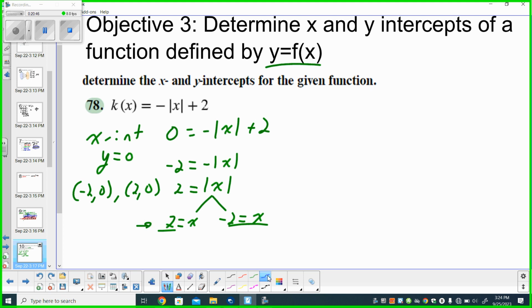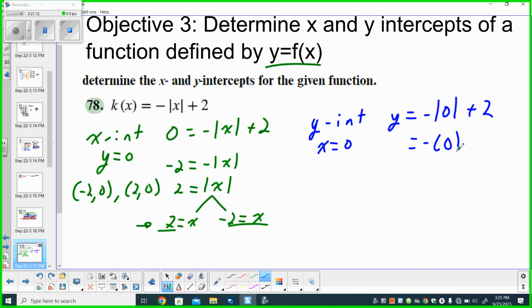All right, and then if we move on to the y-intercept, if you recall, that just simply meant that x is equal to 0. So this time I'm going to plug in 0. And if you want, you can change k of x back to y so that you know that's what you're solving for. So that's going to be negative absolute value of 0 plus 2. We know that the absolute value of 0 is 0 because it's 0 numbers away from 0. And then negative 0 we know is just 0. So therefore 0 plus 2 is 2.